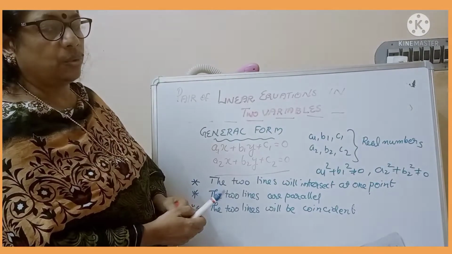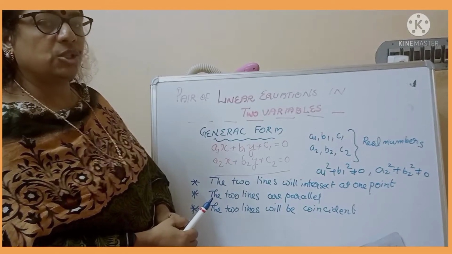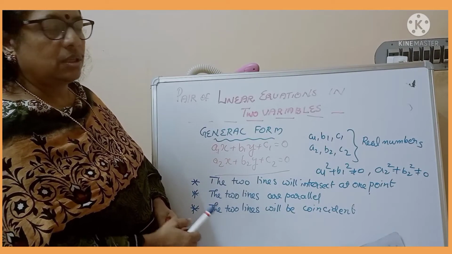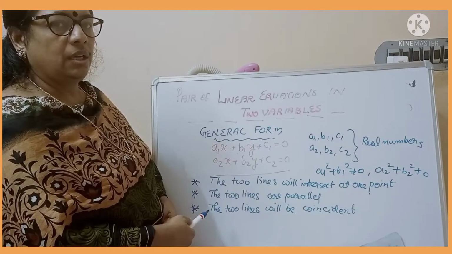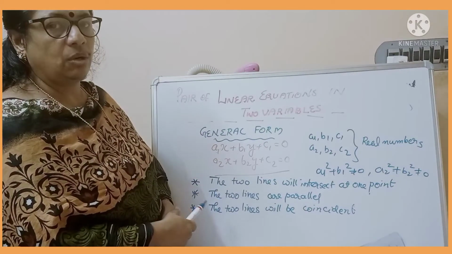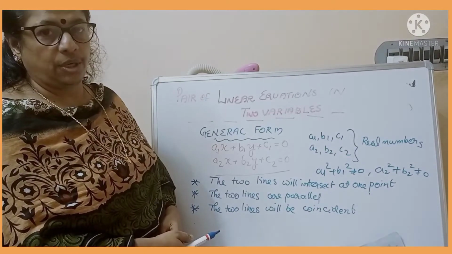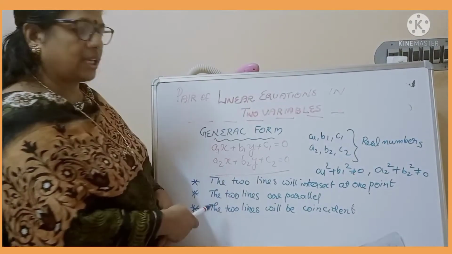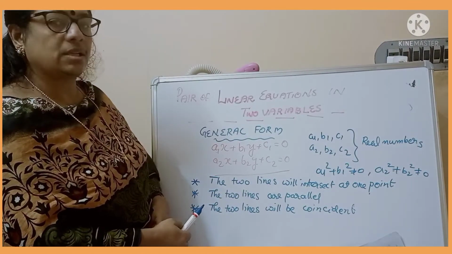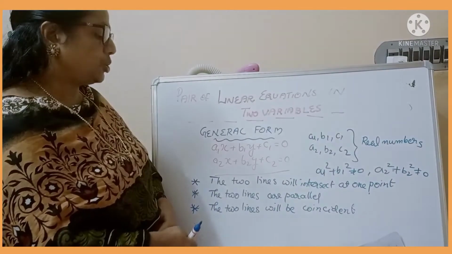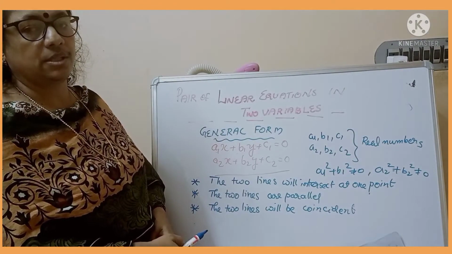Then we know linear equations are representing straight lines in a graph. Since if we want to draw these equations in a graph, we will get three types of straight lines. First one, the two lines will intersect at one point. Since first equation and second equation representing two lines, first condition is the two lines will intersect at one point. Second condition, the two lines are parallel. And third one, the two lines will be coincident each other.